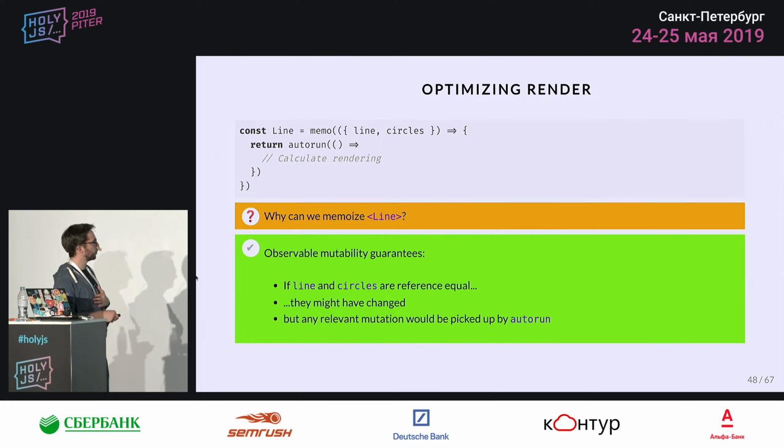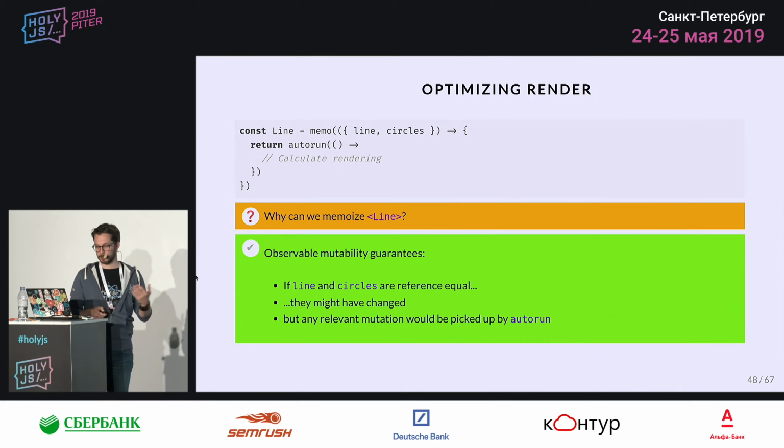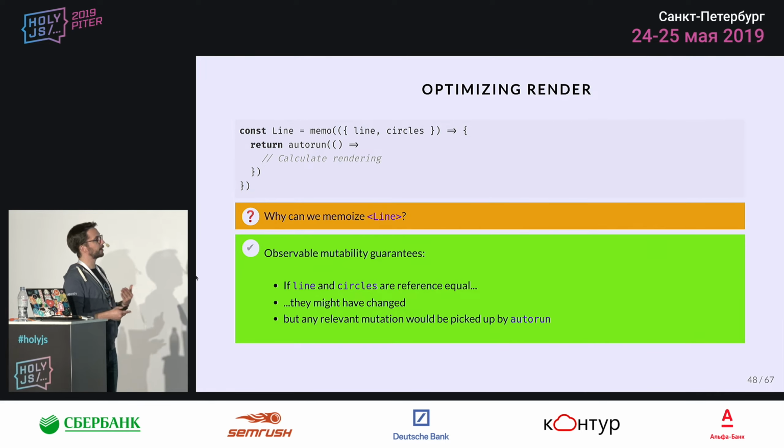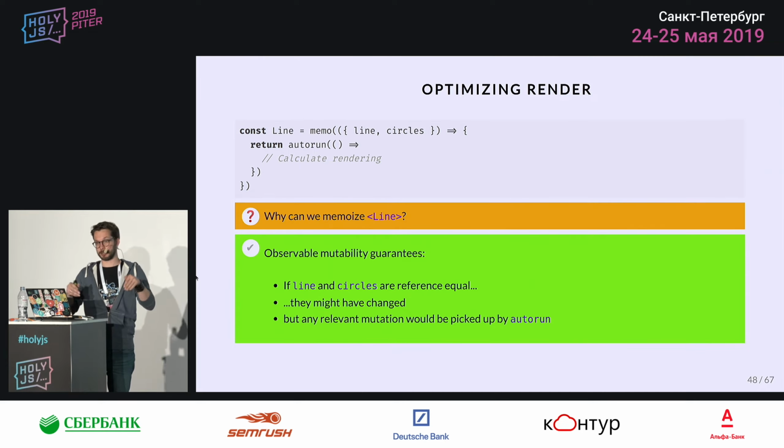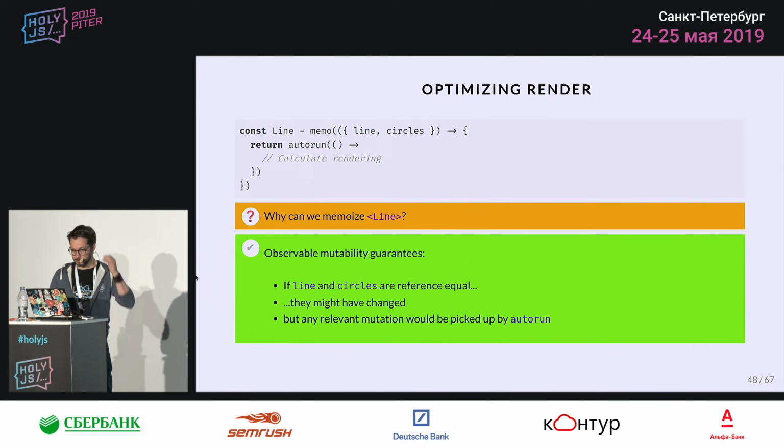Well, because the thing we now know, if line and circles are still reference equal, they might have changed. But if they have changed in any relevant way, that would have been picked up by this auto run. So the component itself from the outside in doesn't need to compare anything. So it can still bail out by using the memo. And if there was actually a change deep inside it, which was relevant, then this auto run would have picked it up. So that is why that works.